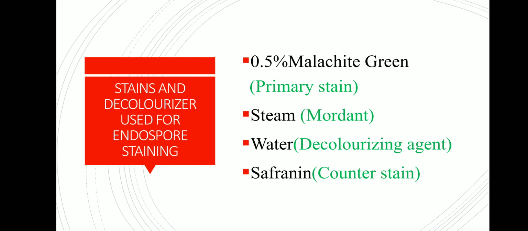The stains and decolorizer used for the endospore staining technique are 0.5% malachite green, steam, and safranin. 0.5% malachite green acts as the primary stain, and steam acts as the mordant. Water acts as the decolorizing agent, and safranin acts as the counterstain. These are all the stains and decolorizer used for the endospore staining technique.